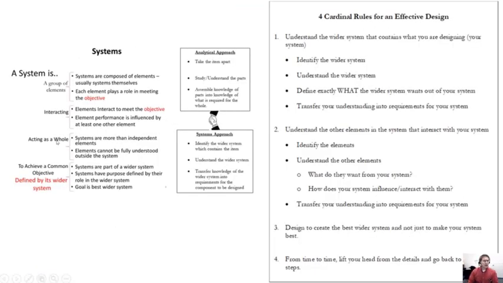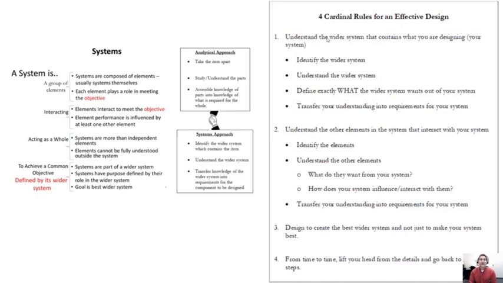Okay, and then kind of pulling these ideas together, we brought in the 4 cardinal rules for an effective design. If you could walk away this semester with these in your mind, using these when you're at work designing, you would make me a very happy man. Just the simple idea that when you've got a problem to solve, you understand the wider system. It contains what you're working on. You identify it, you understand it, and you determine what that wider system wants out of the piece that you're working on, and then transfer that into requirements for your piece.